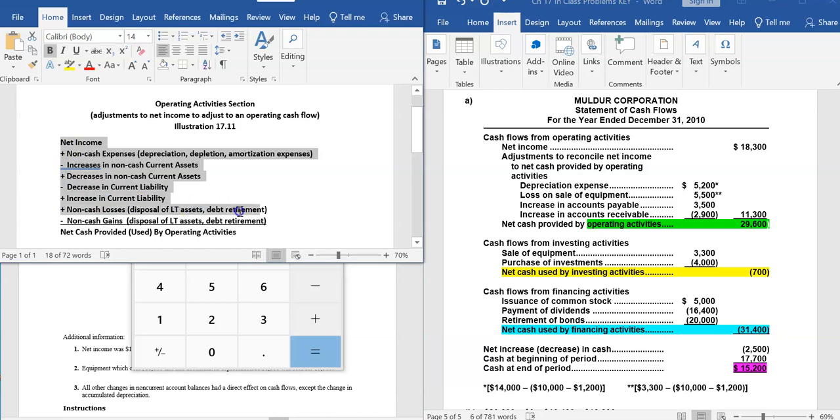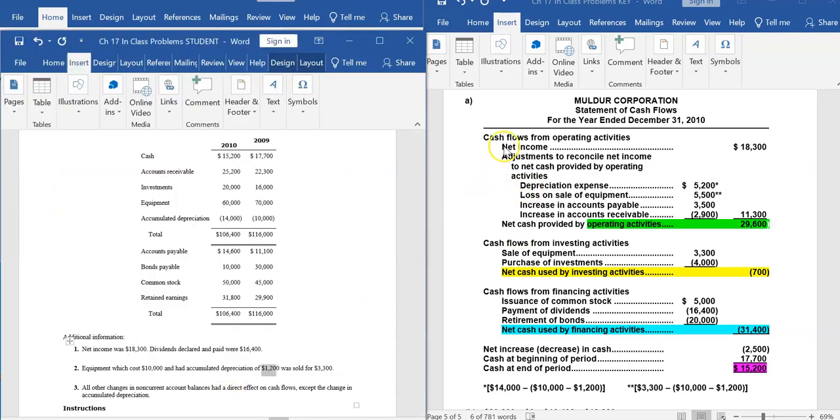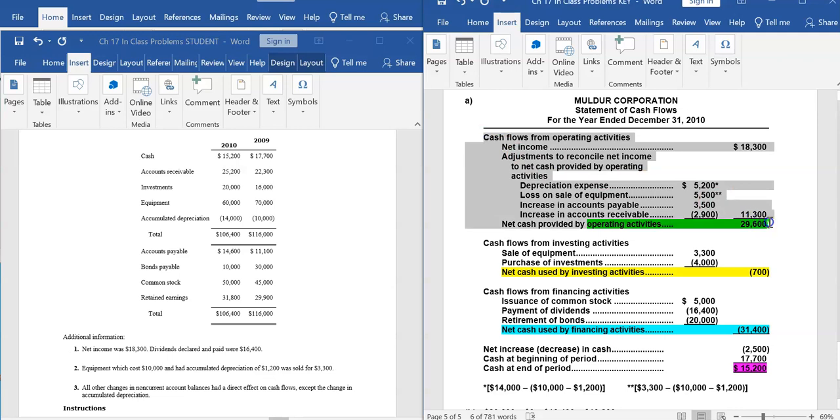I have completed all of the adjustments to net income. I can now finish my operating activities section. Net income plus and minus these adjustments leaves me with a positive $29,600, indicating that overall cash provided by operating activities is $29,600.